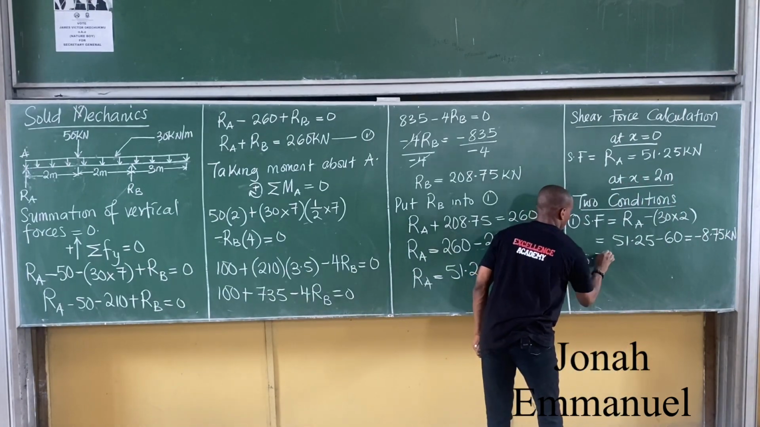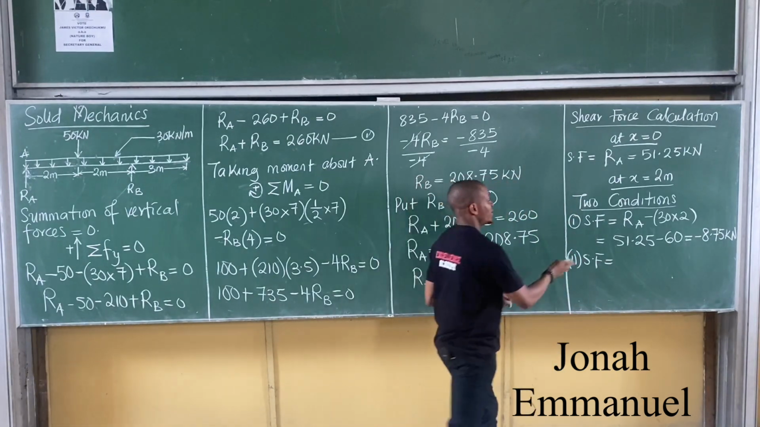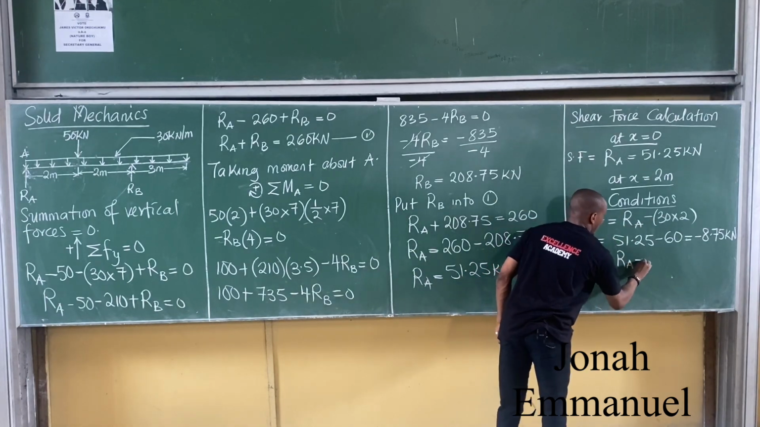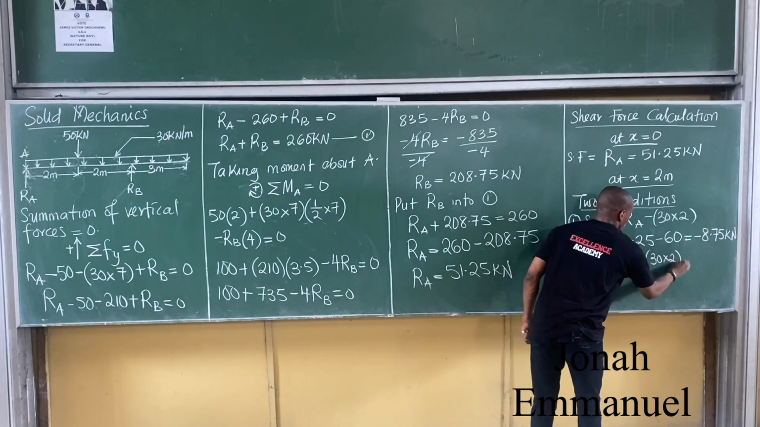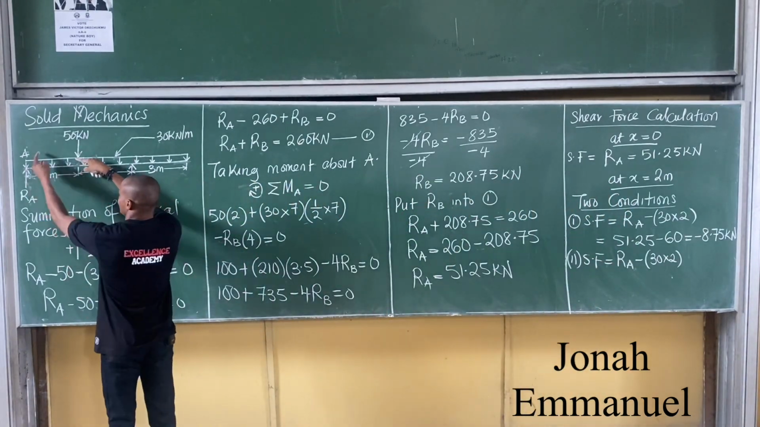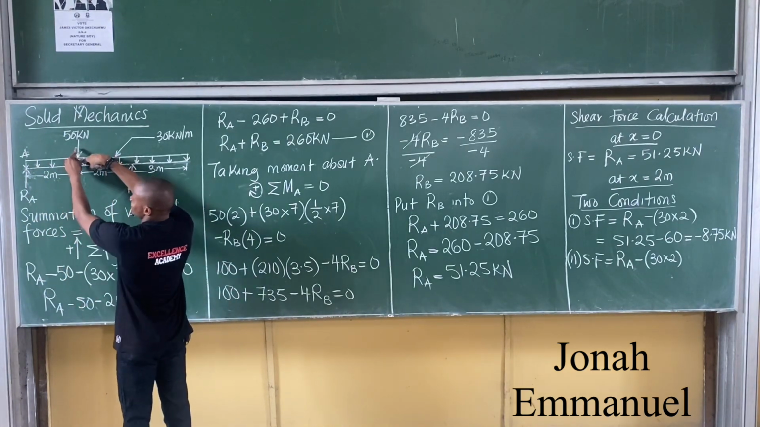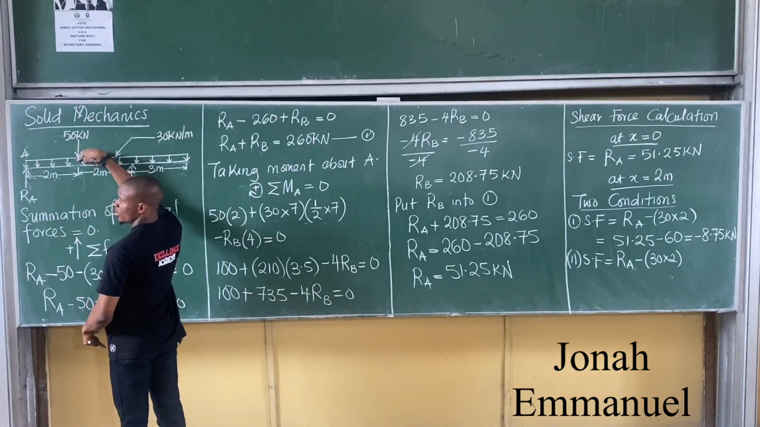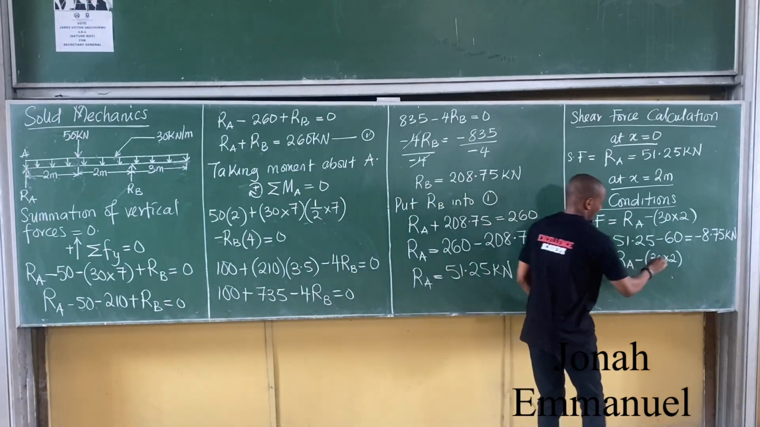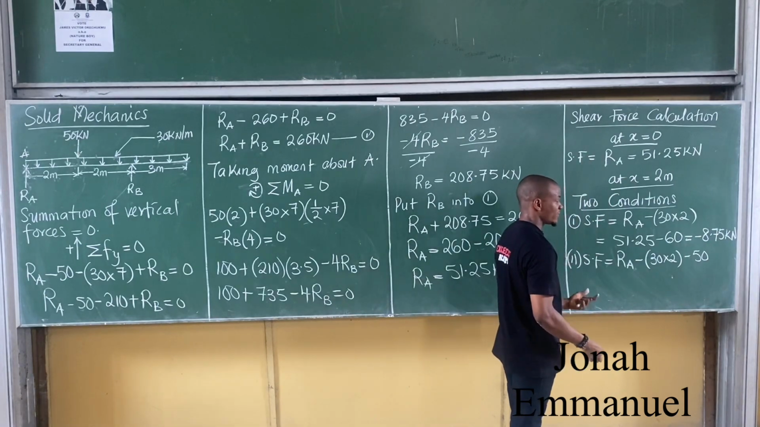Condition 2, we said shear force is equal to all the forces before that point, which is usually a repetition of condition 1, which is RA minus 30 times 2. So this was condition 1 there. All the forces before this point, that was this and this. Next up, plus the force at that point. At this point, you can see 50 there, it's coming downwards. So it becomes negative, minus 50. At 2 meters, I have 50 coming downwards, so it becomes negative.